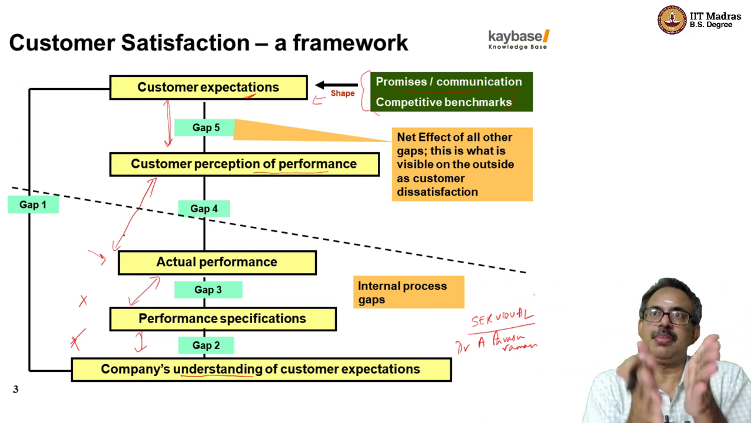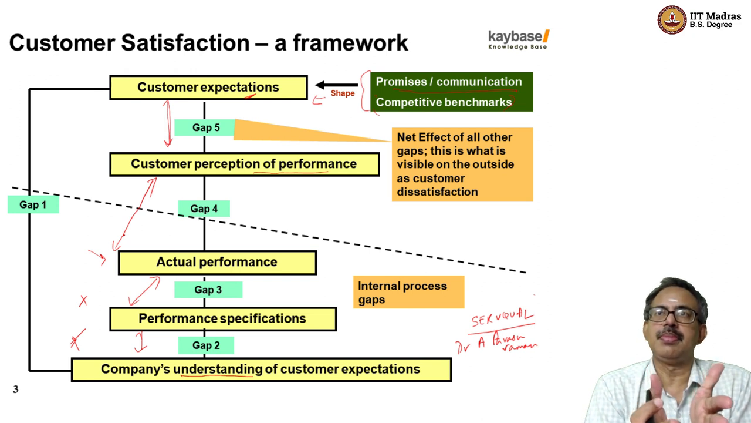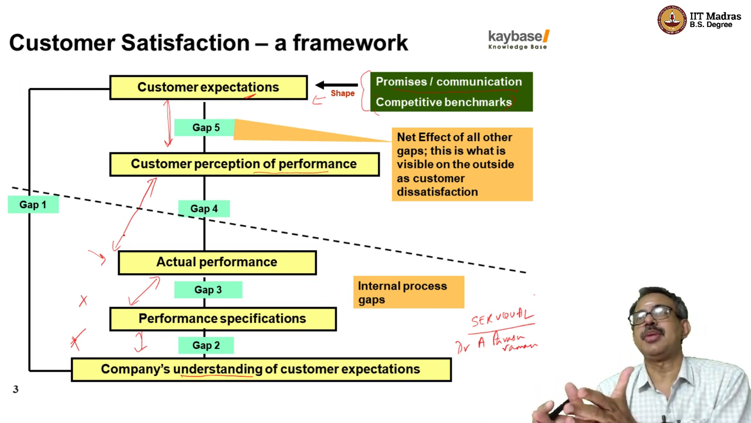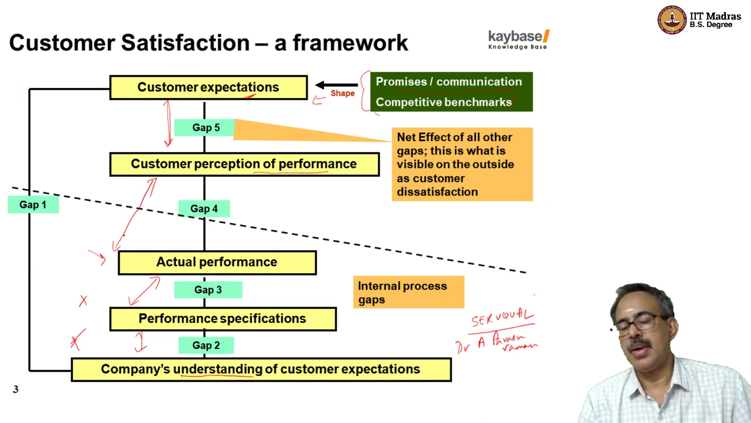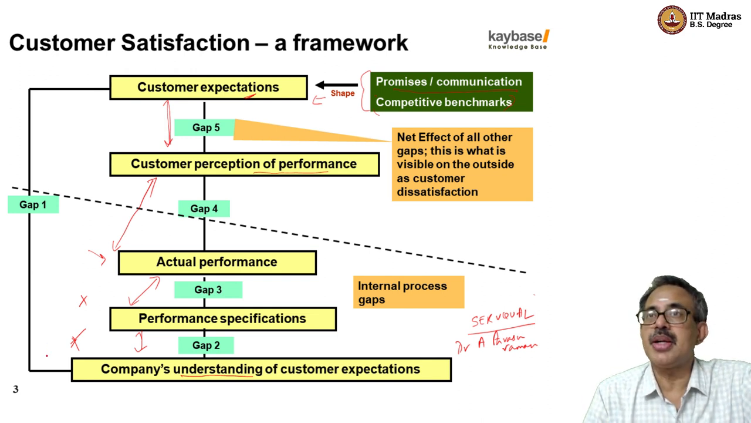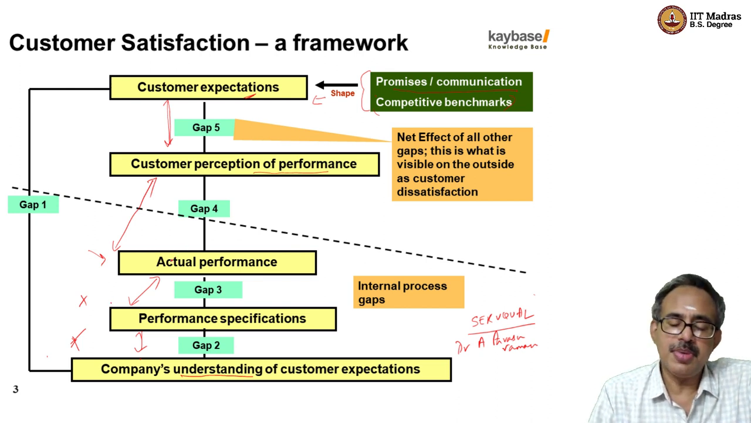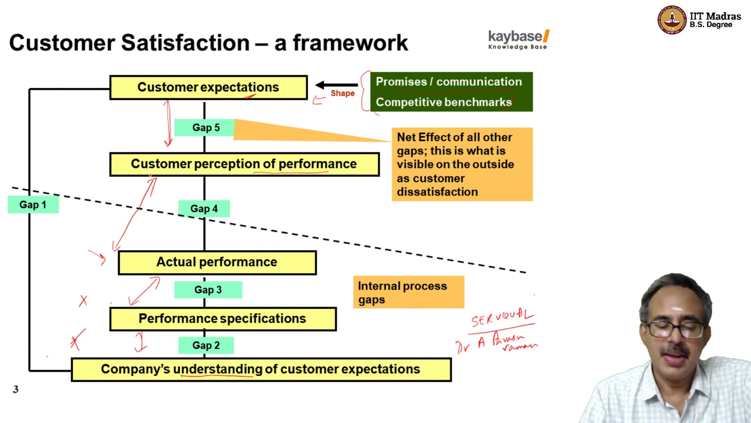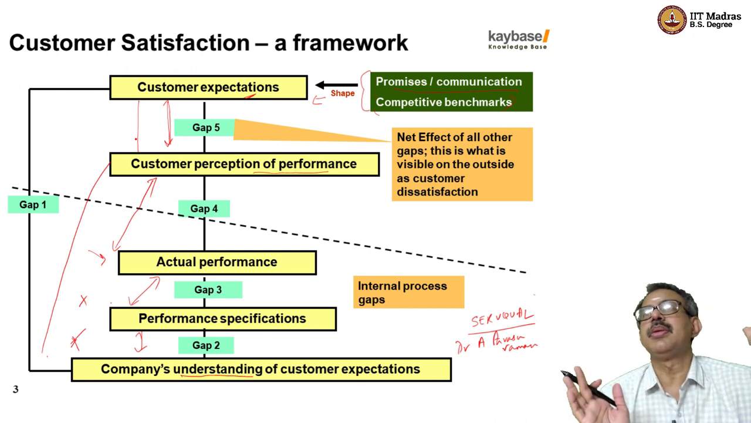So actually, the same incident, the same level of performance, based on the customer's emotional mood, may be perceived in some situations as very bad, or in some cases as acceptable. Therefore, the customer perception is not actual performance. So there's a gap between what the company understands and what it gives as performance specifications to its people. There's a gap between the specifications the company gives and what people actually deliver. There's even a gap between what is actually delivered and what the customer understands. And the net result of these gaps is that the customer sees, hey, I wanted this, but I'm getting this. I'm unhappy.